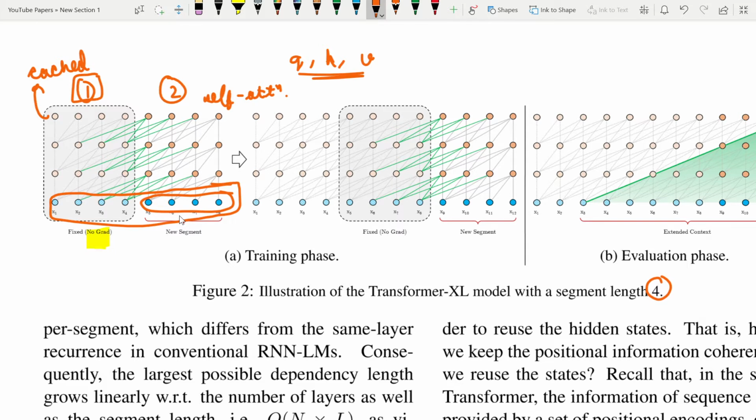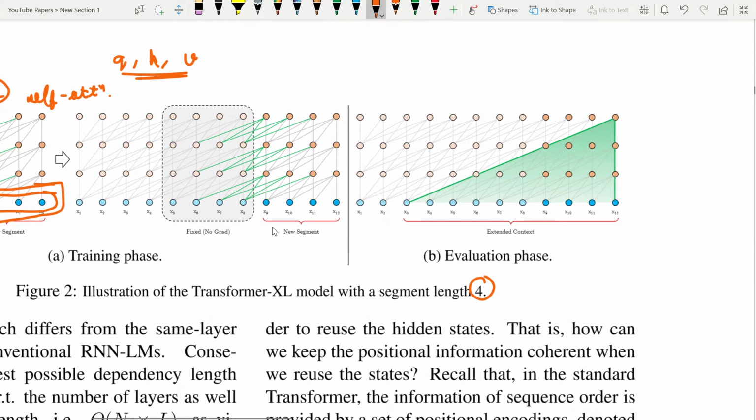We'll get to it in a bit, like how this is happening using formulas. But as you can see in these green lines, there is also a dependency coming from the previous segment onto this particular thing, such that for every output or every hidden state, there are basically 4 dependencies. Fine. And why is this no grad? It's because once this segment is trained, and then when the next segment is being trained, over here there is no backpropagation. Just the cached values are used, and they are used only in the feed forward part of the network. Fine. So this was the training phase.